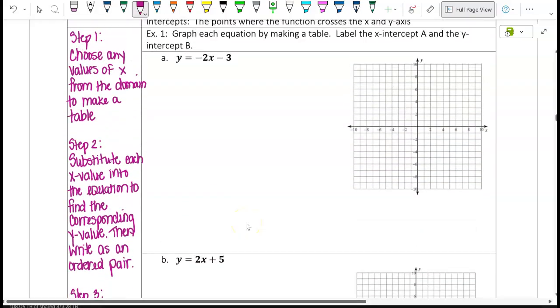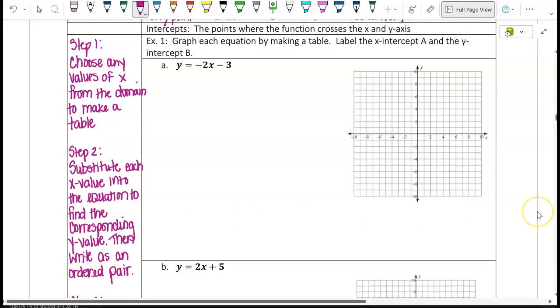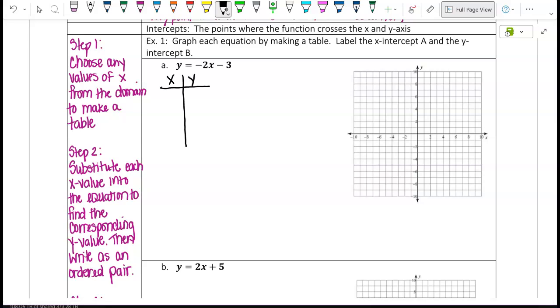All right, so if we take these steps back to our first one here, y equals negative 2x minus 3. So we're just going to make a simple t-chart here, x and y. And we're just going to pick 3 values. Now, I know it says choose any values of x, and you really can, but you just need to keep in mind you have to graph those values you choose. So I suggest you keep them small. I always like to make sure I have a negative number, a positive number, and I like to have 0 in there because it's easy to do math by 0.